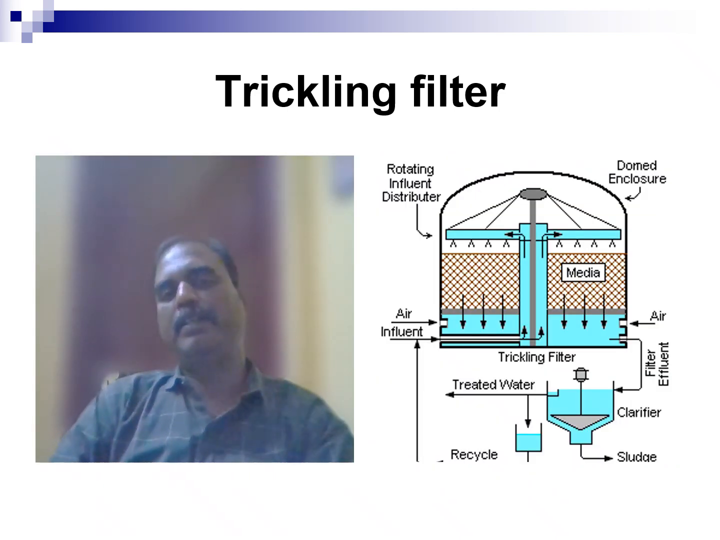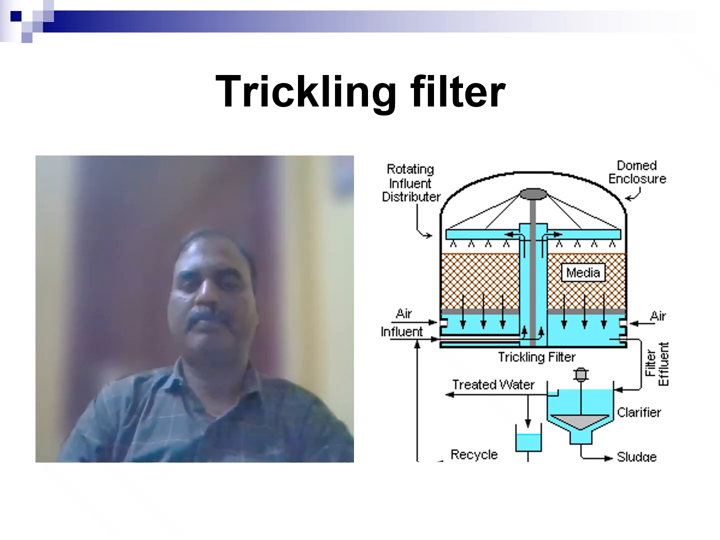So this is the trickling filter. We fix the microbes in the top layer, then there are rotating drums, which supply oxygen on both sides using air.